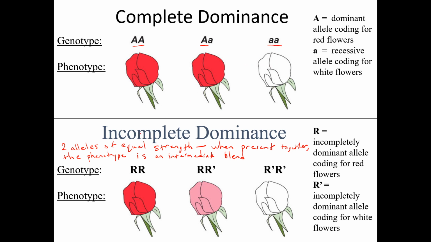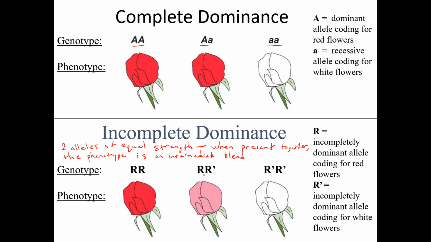With incomplete dominance, you do not use a capital letter and a small letter, because that denotes one being dominant, one being recessive. Instead, you have two capital letters. With incomplete dominance, one of them you put a little apostrophe or hash mark next to it, indicating that it's a different allele. So there are two alleles, capital R and capital R with this hash mark next to it. So capital R is an incomplete dominant allele coding for red flowers. R with hash mark, incomplete dominant allele coding for white flowers. So two of the capital R's, you have red flowers. Two of the capital R's with the hash marks, you have white flowers.